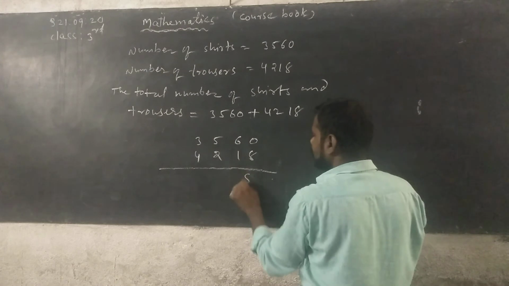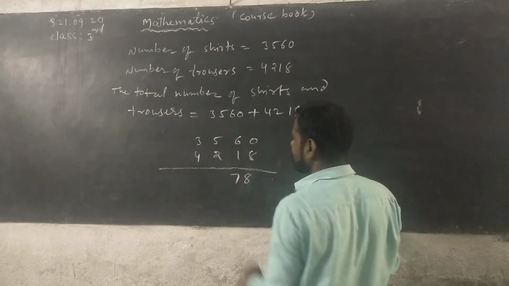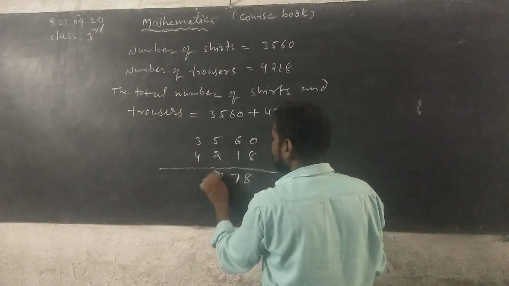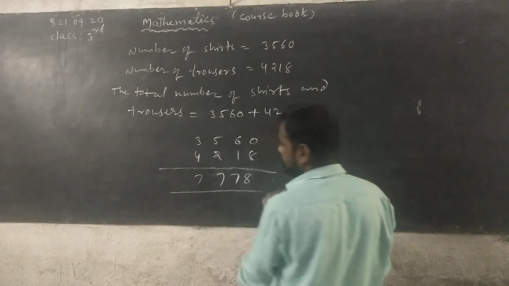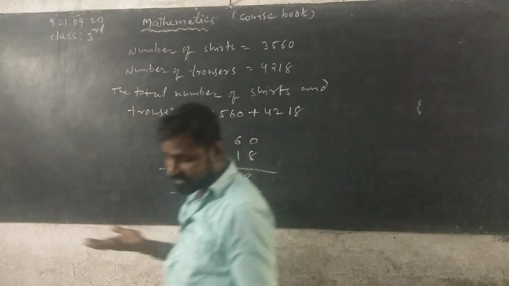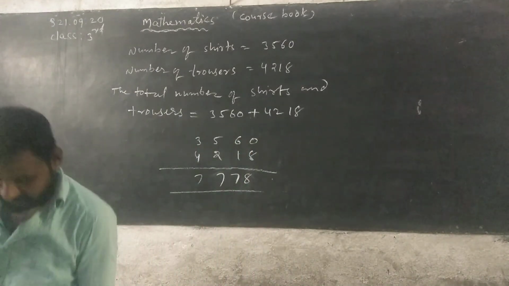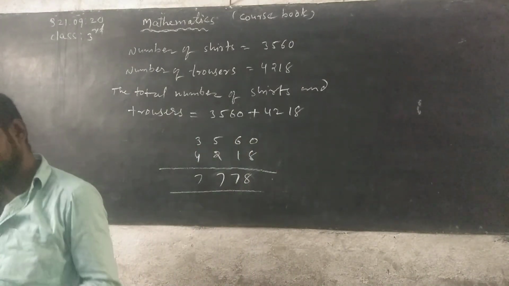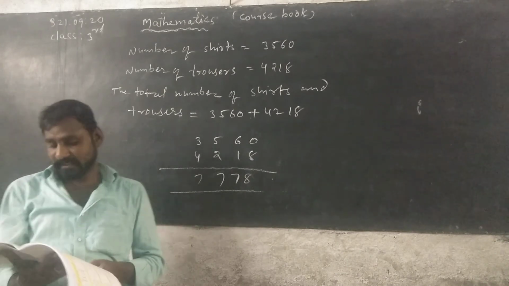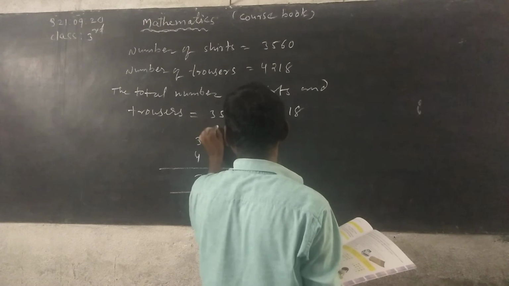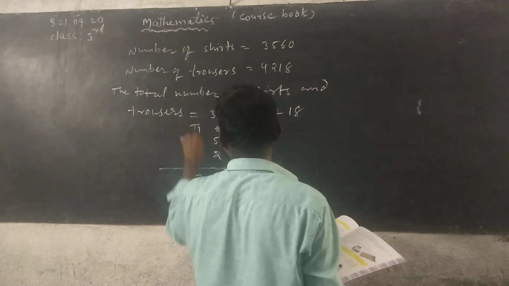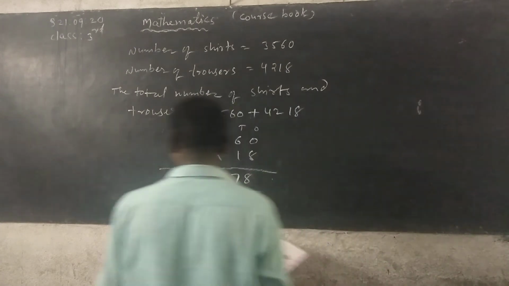0 plus 0, 0. 6 plus 8, 14. Very simple. See here, this is the ones place. This is the tens place. This is the hundreds place. This is the thousands place.